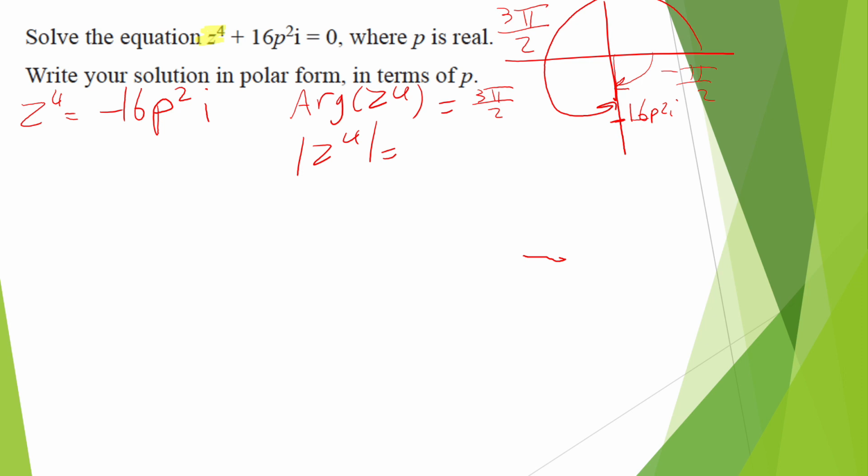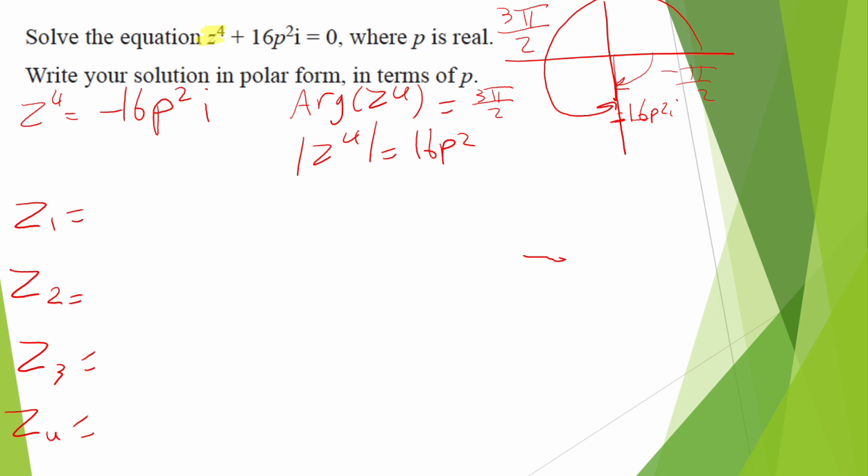Now the modulus is the length. So the length of that side obviously is 16p squared. Just the 16p squared, not i, and it's not negative because there is no negative length. Now I have De Moivre's theorem, so I'll end up with 4 solutions.